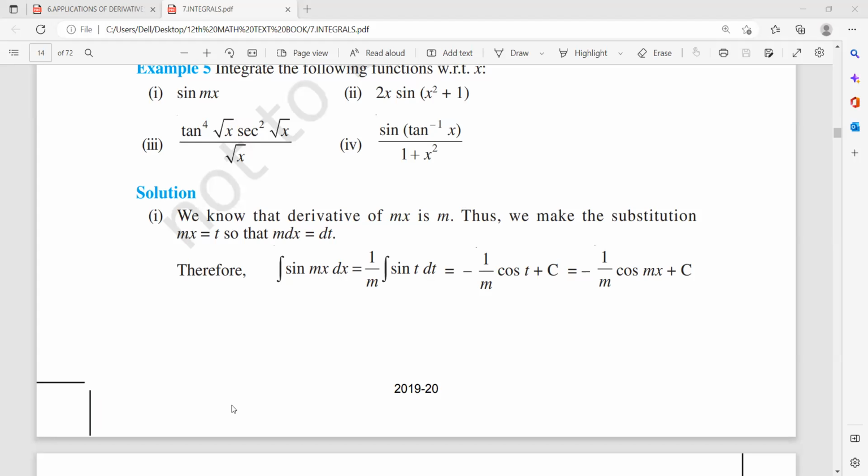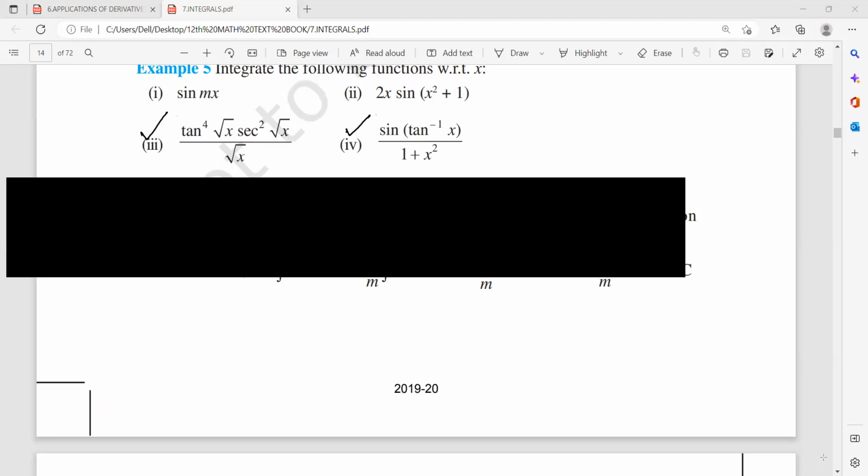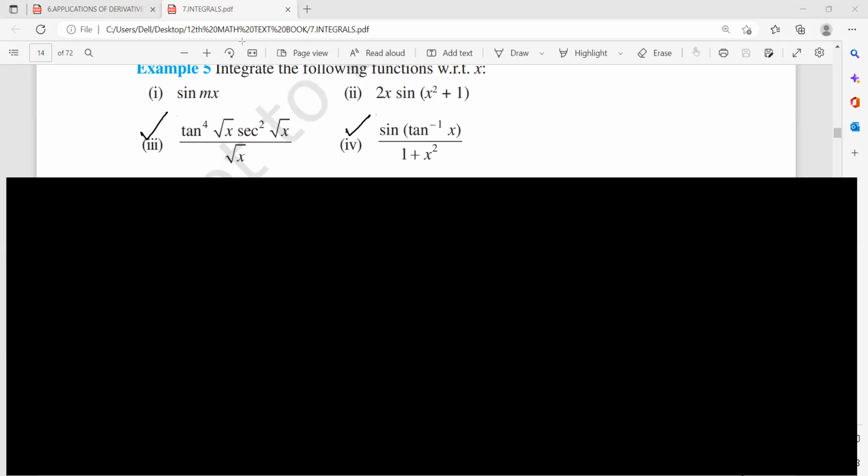Now let's go to this third question. Just by seeing the third question, you should get some idea. What should we take as t? Or we go to the fourth. Fourth is easy. Which one do we have to take as t? Then in the third one we take root x as t. That is easy anyway. So we'll start that. Root x as t.